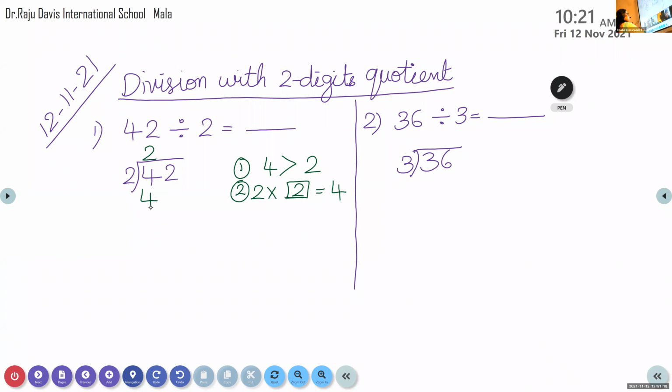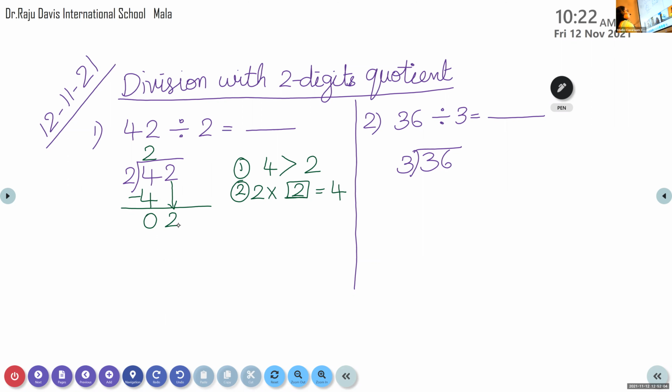Then what we have to do with the numbers? 4 minus 4. Yes, we have to subtract it. 4 minus 4 is 0. Okay. Now next. 2 has to be brought down, isn't it? Yes, 2 has to be brought down and write 2 with that 0. Okay, good. Good, Anna. Now next, Fida.